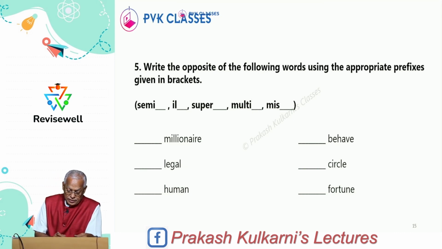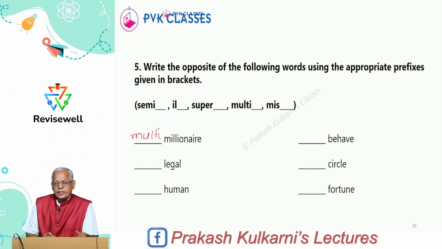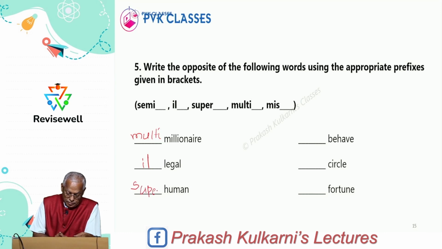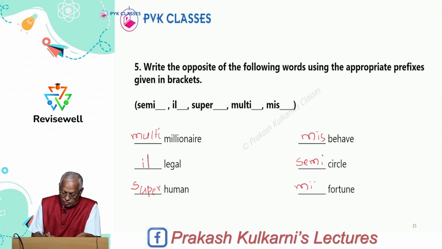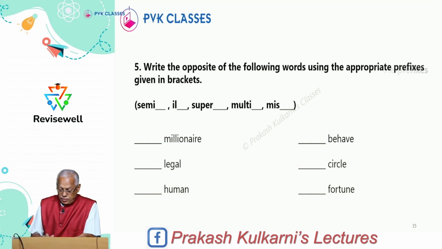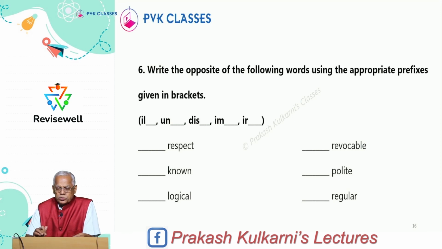And the fifth one. Millionaire, multi-millionaire. Legal, illegal. Human, superhuman. Behave, misbehave. Circle, semicircle. And fortune, misfortune. So this way prefixes are used. Please note, if you have any doubts, kindly go through the dictionary and try to check the correct answers.